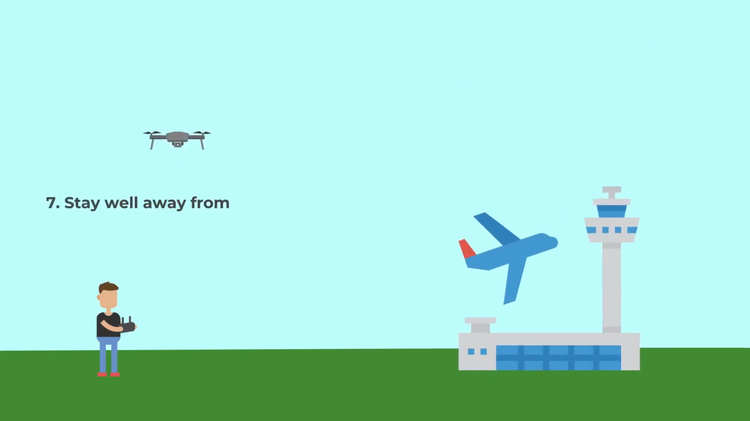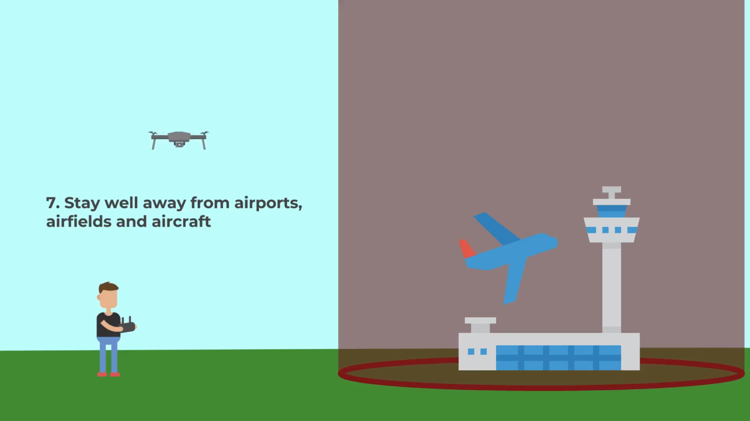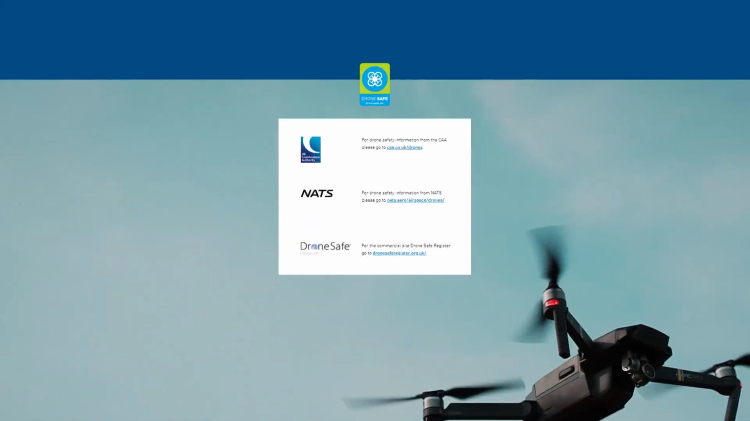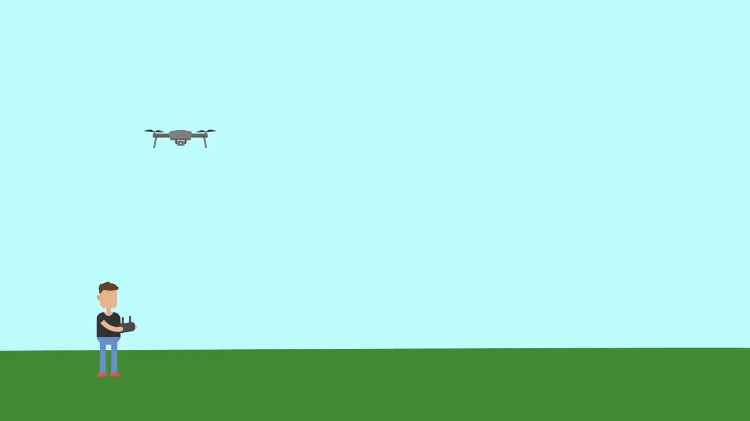Stay well away from airports, airfields and aircraft. Most airports and airfields have a flight restriction zone known as an FRZ. Never fly in this zone unless you have permission from the airport. The DroneSafe website gives details of airfield restrictions and more information on getting permission from air traffic control. Some drone apps also give details of flight restriction zones.